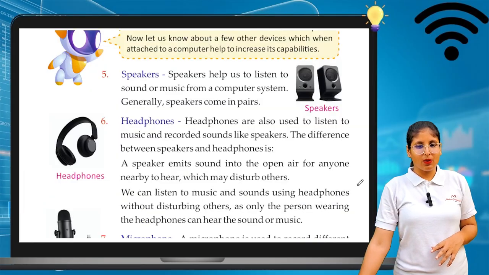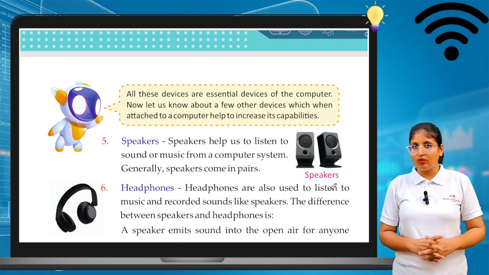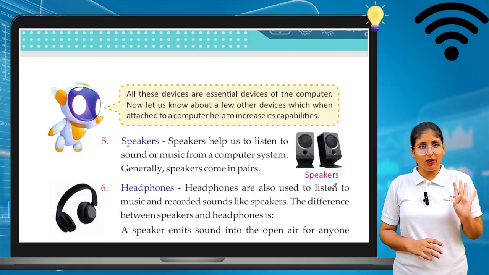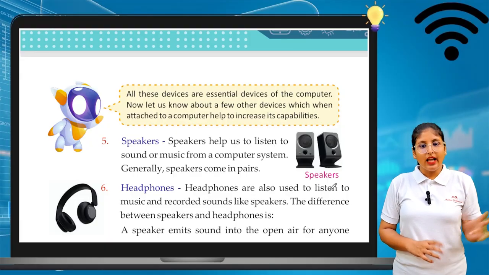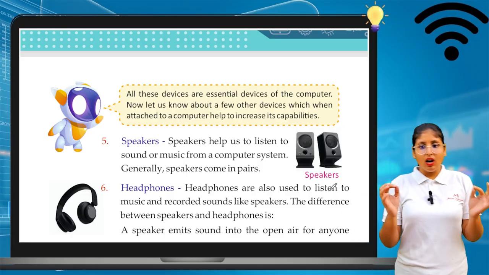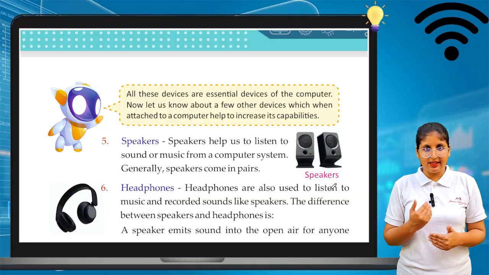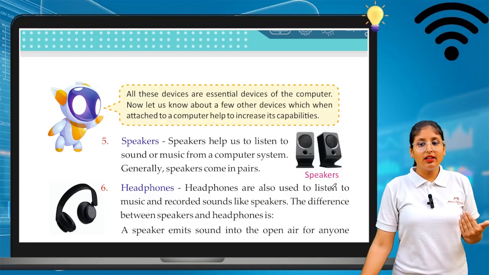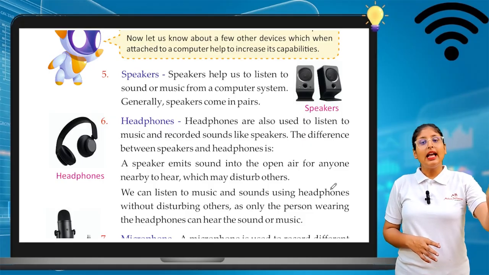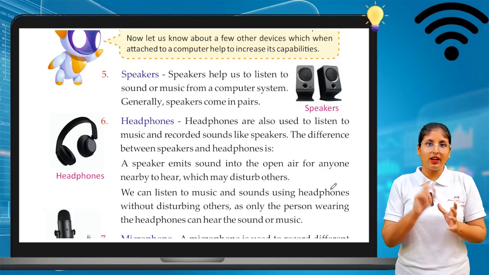Now, all these devices are essential devices of a computer. The four devices which we already discussed are the essential and most important parts of a computer. Now let us know about a few other devices which, when attached to a computer, help to increase its capabilities. There are some more parts of a computer that are also very important, like the speaker.